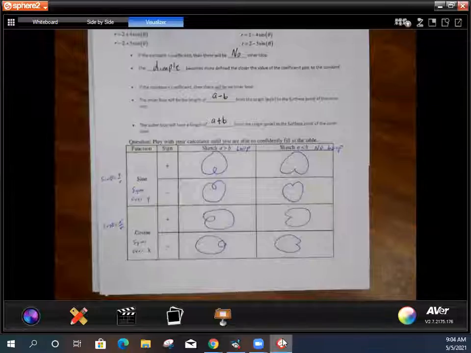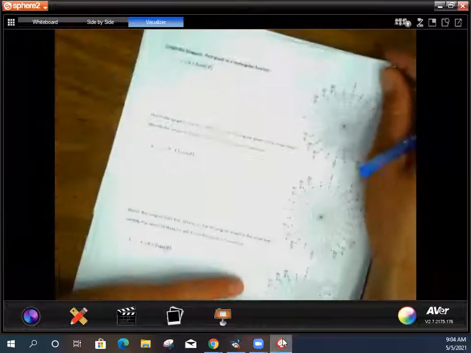I'll show you how to do it similar to how we did rose curves and cardioids. So like that, we first graph the rectangular function.